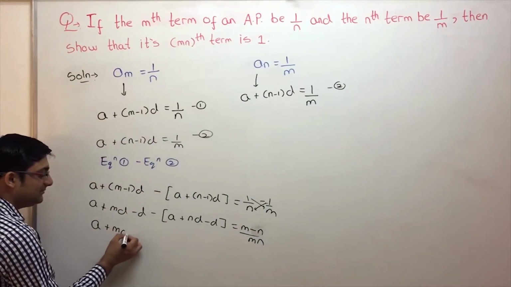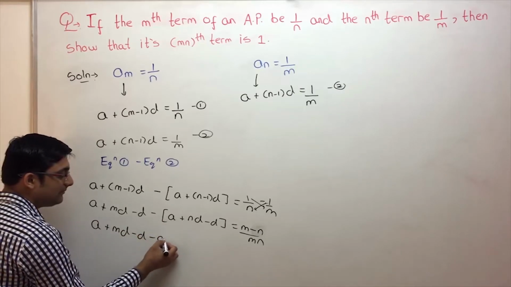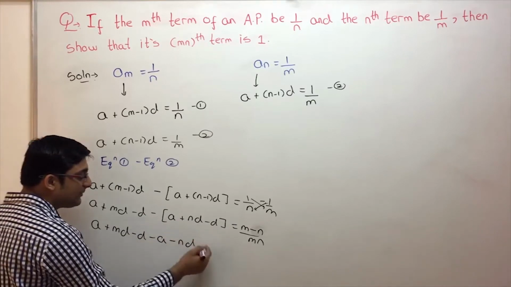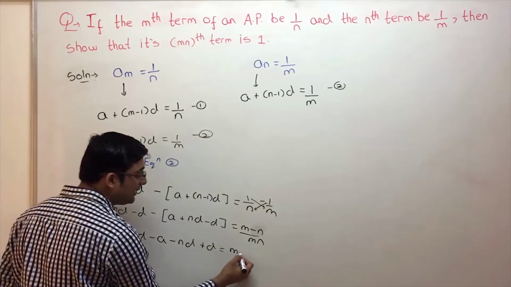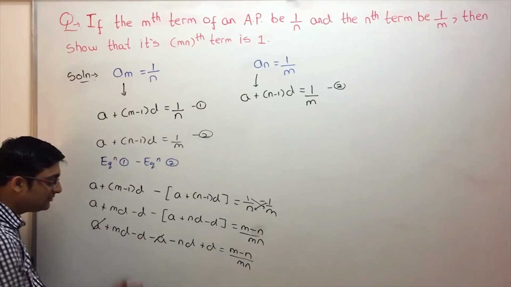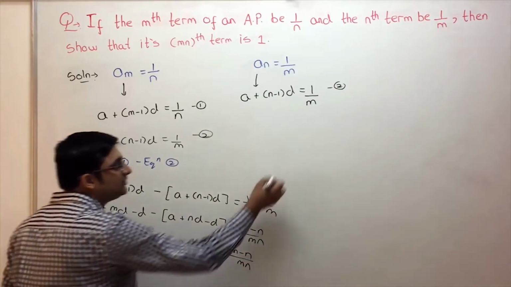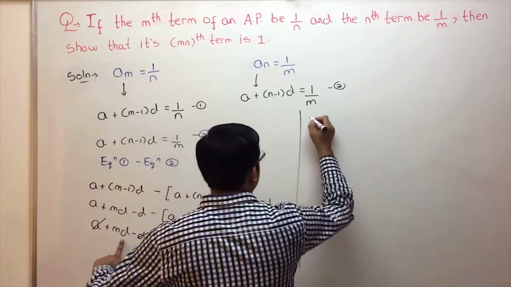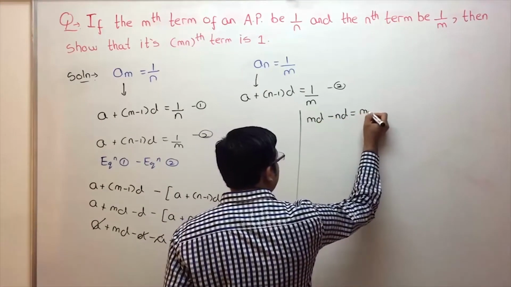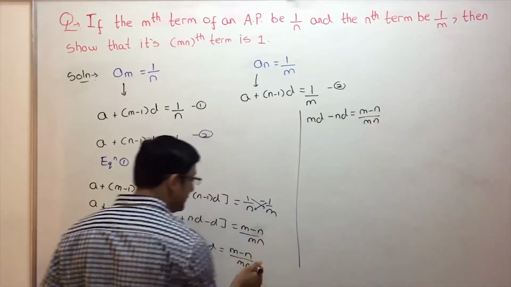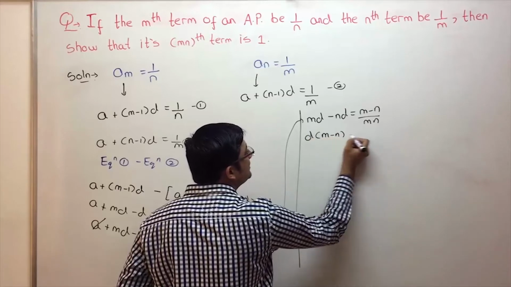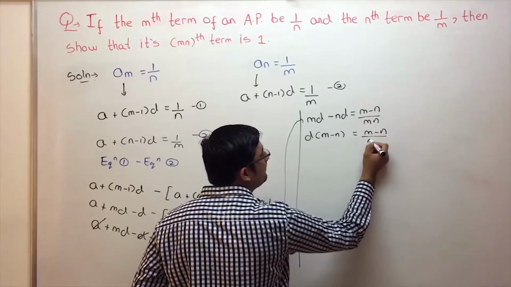So let's open the bracket. So a plus md minus d, minus into a, minus into plus nd, minus nd, minus into minus d plus d is equal to m minus n upon mn. So as you can see, a and minus a cancel out, minus d and plus d cancel out. So I'll continue it over here. So basically we have md minus nd is equal to m minus n by mn. I've just continued this over here. I can take d common from here. So we get d times (m minus n) is equal to m minus n by mn.